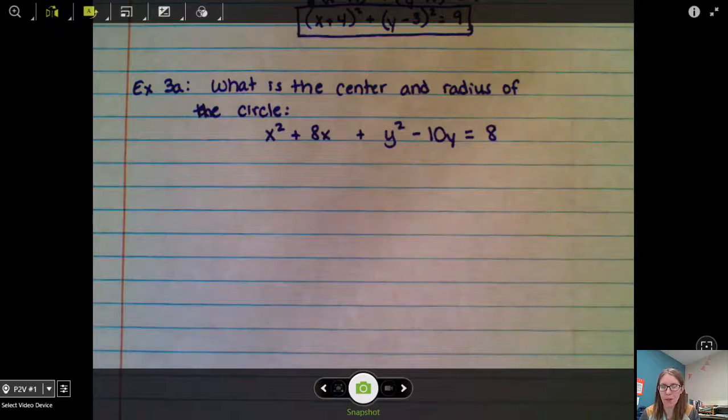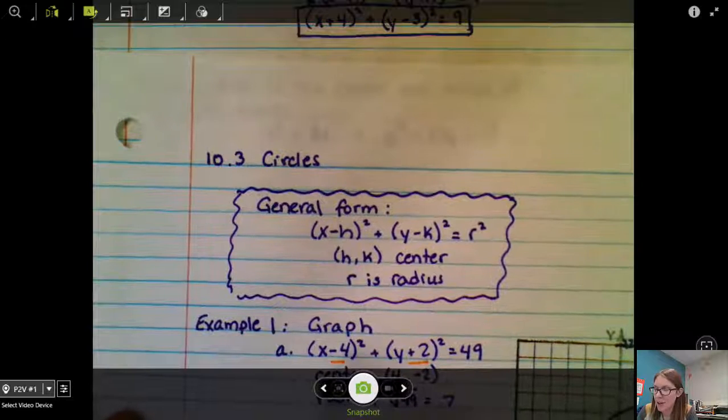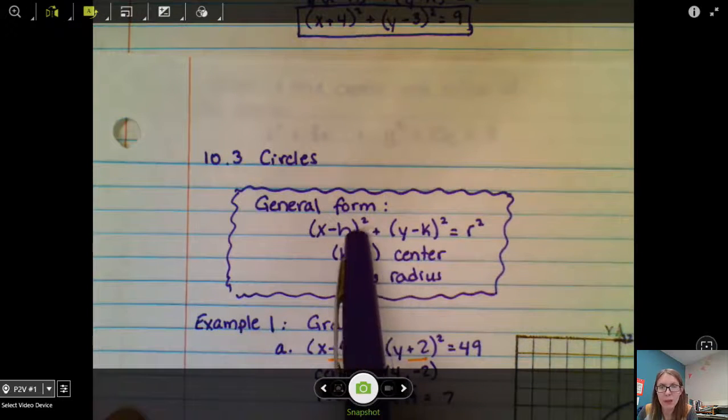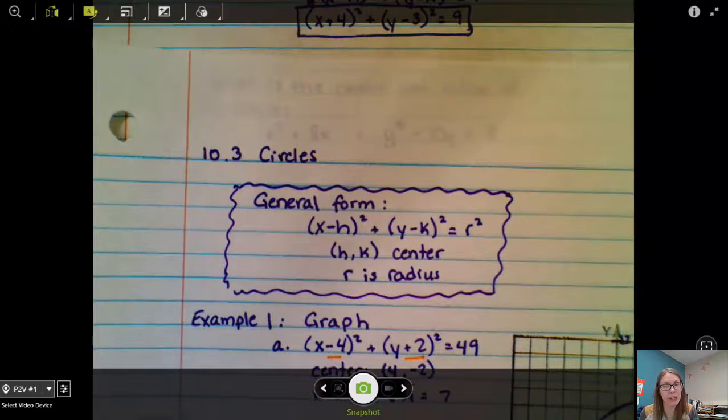Okay, example 3. Again, we have a little different situation here. We want to find the center and radius of the circle x squared plus 8x plus y squared minus 10y equals 8. Well, okay, here's the problem. This equation looks absolutely nothing like our general form that we've seen. If our equation is in general form, it's pretty easy for us to find h and k to figure out the center and to figure out the radius.